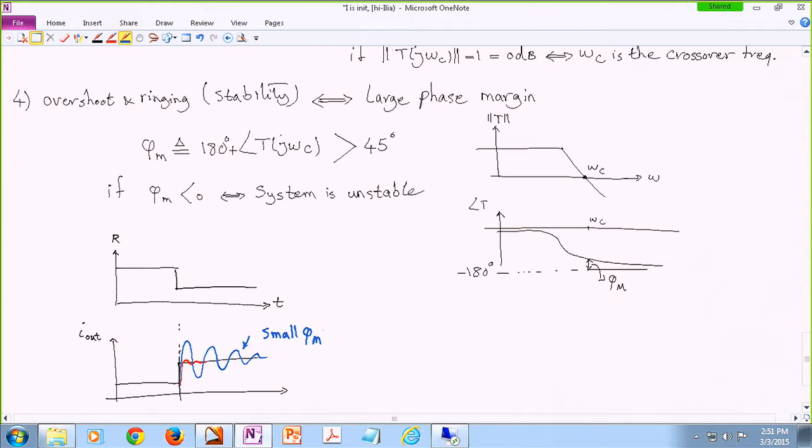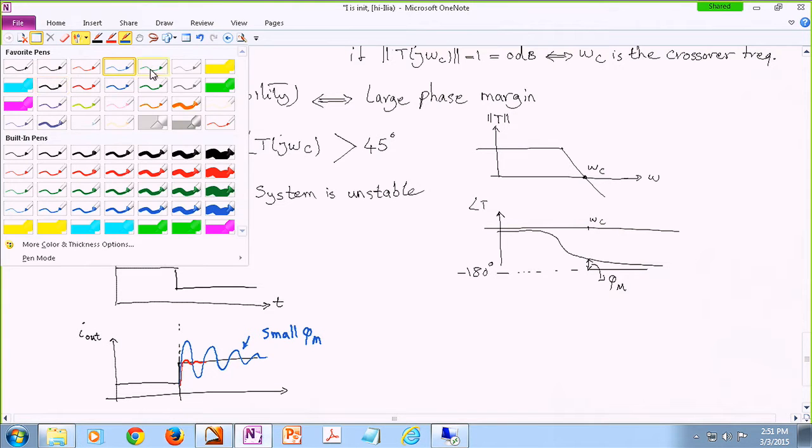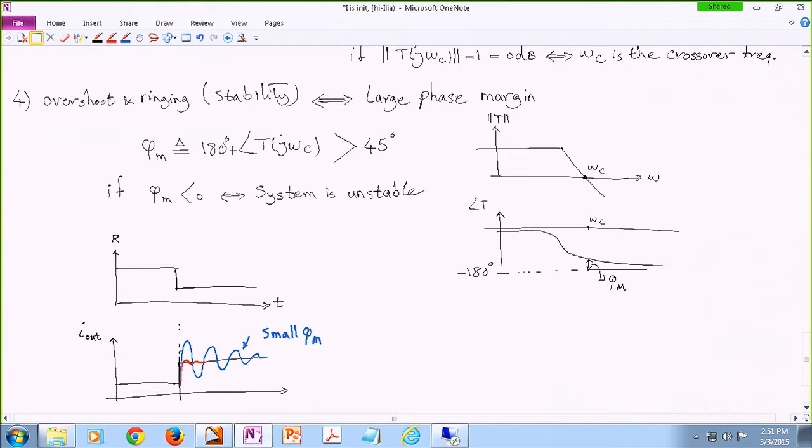But they are both still stable. In the end, they all settle down to a particular number. If your phase margin is negative, then it is going to behave like this. Okay, so this is negative phase margin, or phase margin is less than 0. Okay, so that's it.